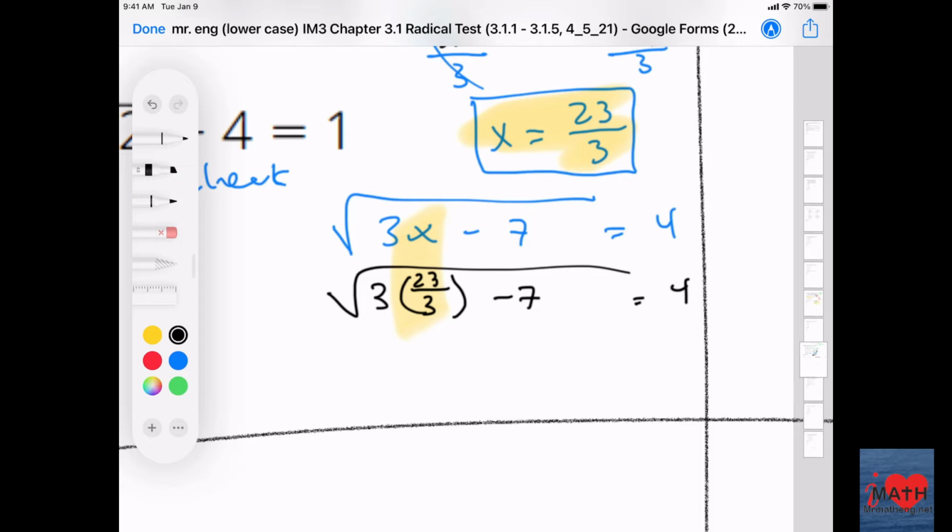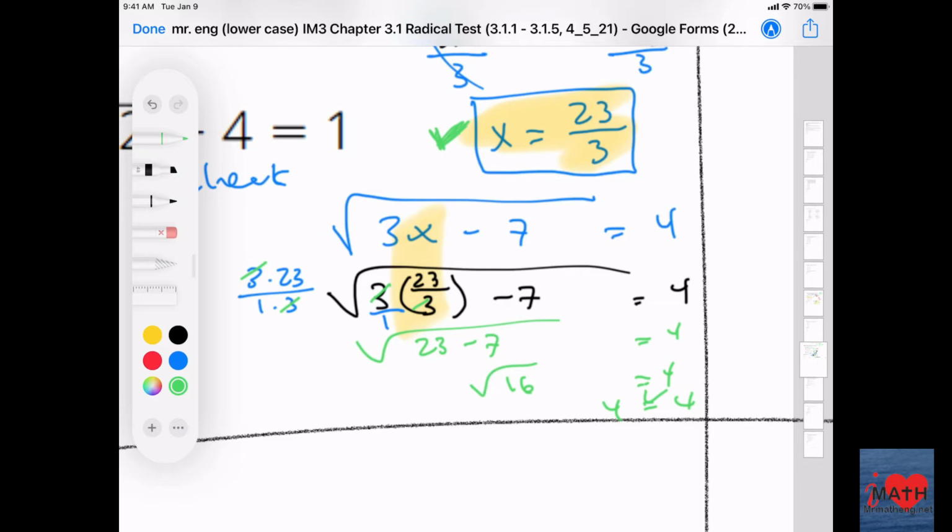Okay, then I have, how do you make this big 3 here a fraction? By putting it over 1. And because it's multiplication, you have something called factors, right? So to kind of make it visually the same, it looks like this. And what we're doing is, the 3 divided by 3 is 1, so we say canceling. So now you have 23 minus 7 equals 4. Square root of 16 equals 4, and 4 equals 4. So we can say that this is a solution here.